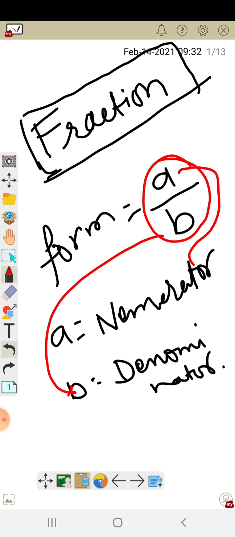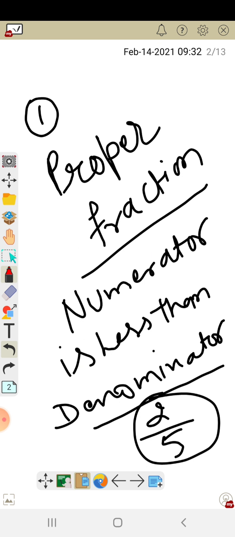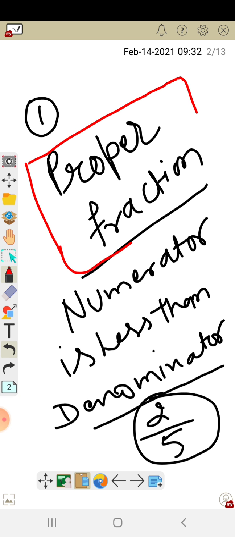Now here we will discuss types of fractions. First of all, proper fractions. What is a proper fraction? A fraction having the numerator less than the denominator. Numerator is less than denominator, you can say that this is a proper fraction. For example, 2 by 5. So 2 by 5 is a proper fraction because 2 is the numerator and the numerator is less than the denominator.